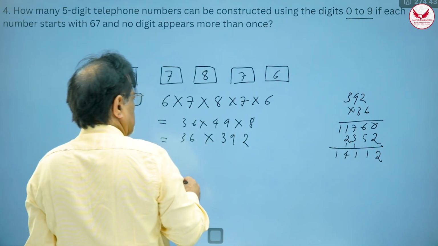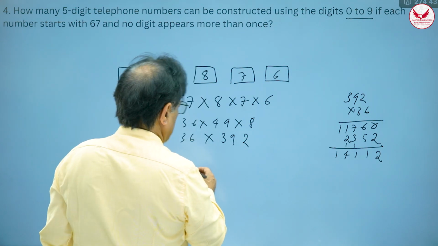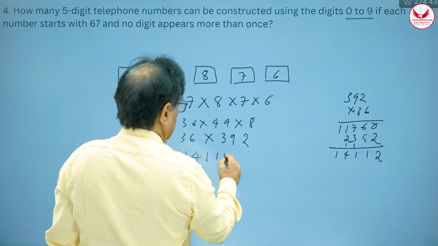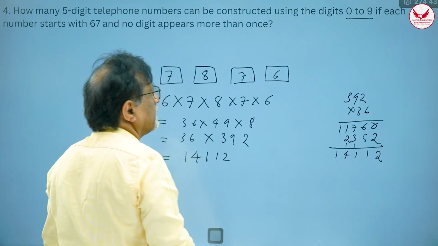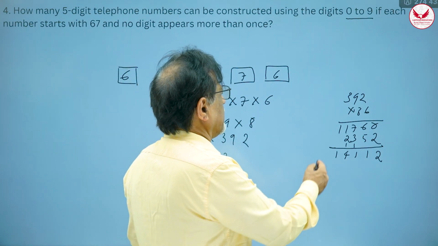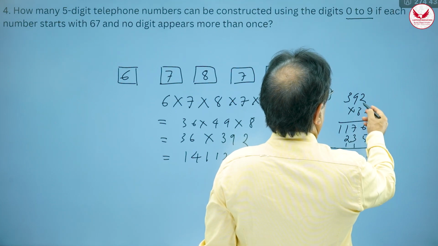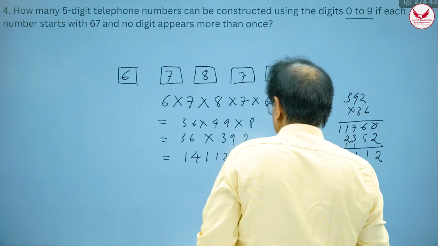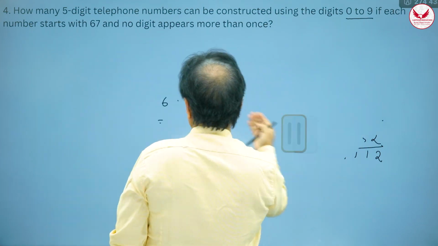So the answer, if you find out the product, it's equal to what? 1, 4, 1, 1, 2. Okay. So this is how the problem is solved. I will verify the answers again. I think it's correct. Okay, fine.